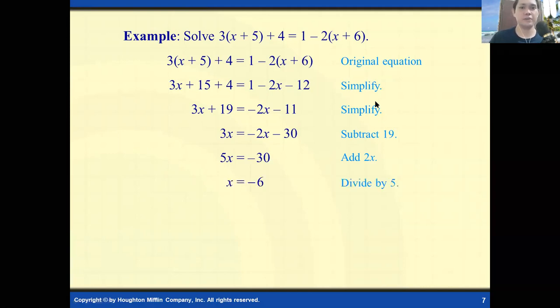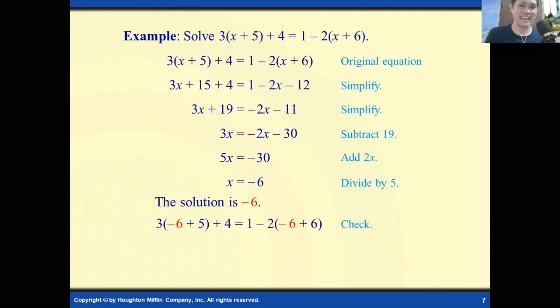So x is equal to negative 6 by dividing both sides by negative 5. So we divide both sides by positive 5. Cancel the 5, x will be left, and negative 30 divided by 5 is x is equal to negative 6. So that's our answer. So the solution is negative 6.